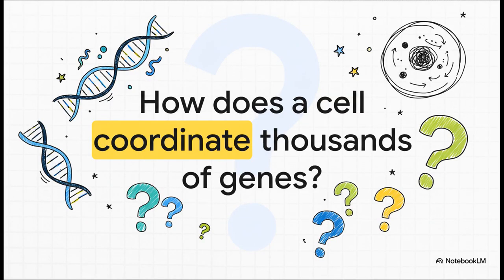So that's our primer. As you keep studying, try to think about the big picture. We've talked about how one gene is controlled. But how does a cell coordinate thousands of these events all at once to build an eye or a brain or a whole person? It's pretty mind-blowing. You've got this, and good luck on the final.